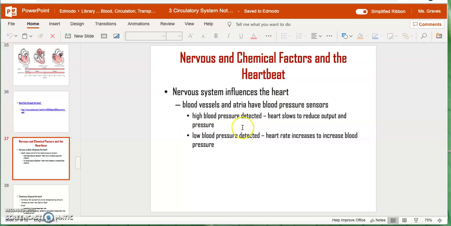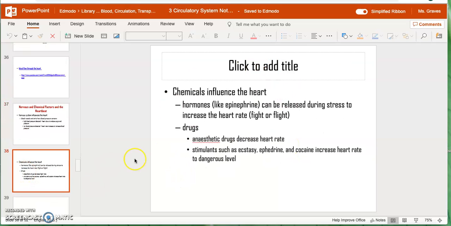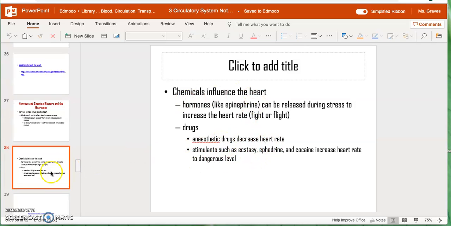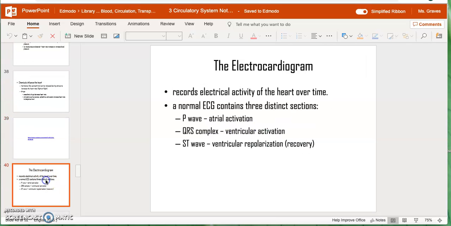Nervous and chemical factors that impact the heartbeat. So this is just talking about the heart wanting to be in kind of a homeostatic state. So if you get high blood pressure, your heart slows to reduce the output. And if you have low blood pressure, your heart rate increases to increase blood pressure. So read through that yourself just to get a better understanding. This is just kind of skimming over for you. Chemicals can impact your heart rate, so different drugs can either increase or decrease your heart rate. There's another video to look at.